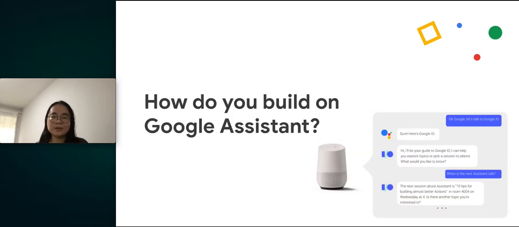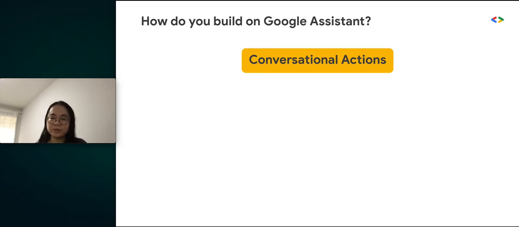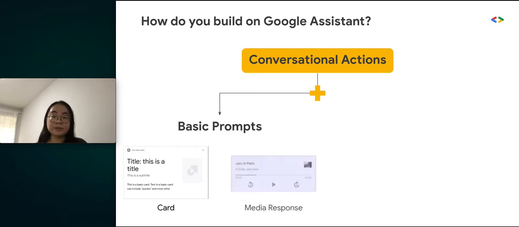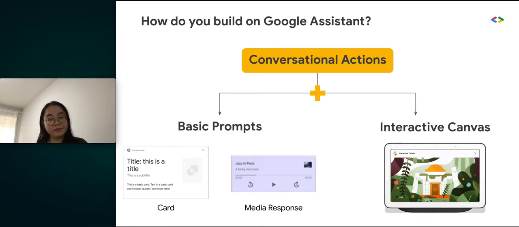And as a developer, you might be asking yourself, how do I build on Google Assistant? And it's actually pretty simple. There are two ways that you can do it, and both use something called conversational actions. That is the base to building more complex conversational interfaces. The first method is basic prompts, like your cards, your lists, your media responses. Alternatively, you can use it with Interactive Canvas.